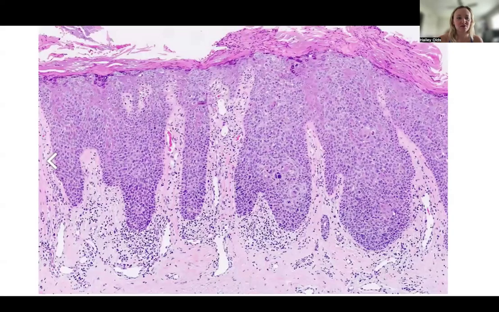Okay, next one. So now instead of just seeing the atypia in the bottom third of the epidermis, we see it in the whole epidermis. There's some of these glassy pink cells. There's even mitotic figures going on. And the cells basically aren't flattening out the way that they're supposed to as they go up. There's a lot of parakeratosis, but at the same time, it's not invading into the dermis. It's just staying in the epidermis.